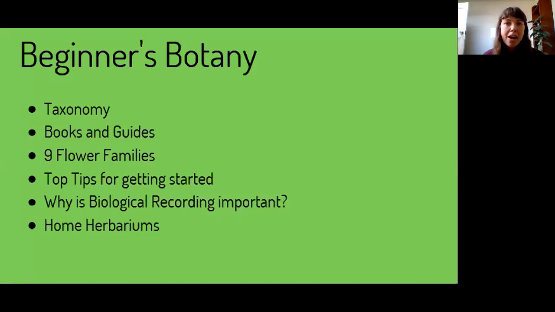So the plan for the workshop, first of all, we'll chat a little bit about taxonomy, the science of classifying and identifying organisms. We'll talk about some useful books and guides. We'll then go on to learn 9 floral families, the ID characteristics of each family, and some common spring flowers from each one. We'll then go through a roundup of top tips for getting started. And I'll also provide some information on biological recording and collecting flowers.